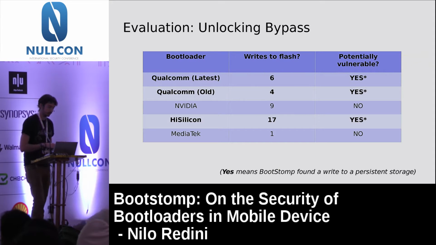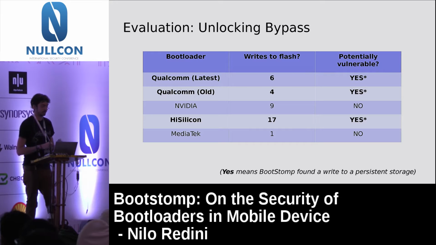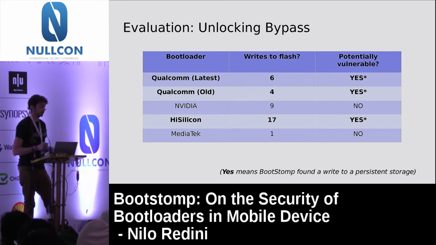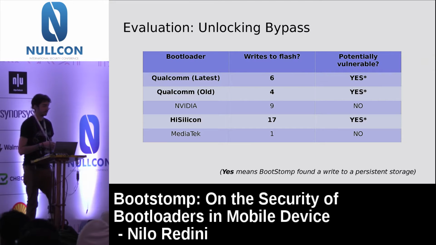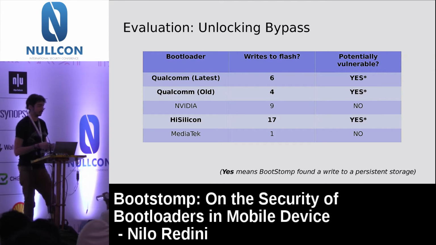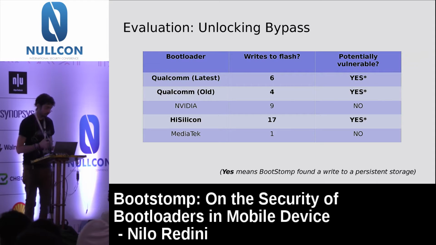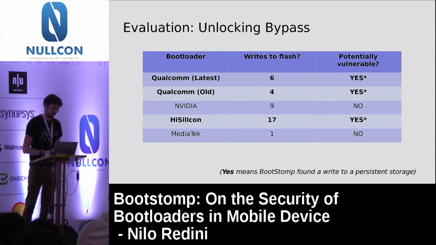We also ran an evaluation to find a locking bypass, and we found that 2 bootloaders, both the newest LK and an old version of LK, and the Huawei bootloader, actually write the device security state on persistent storage. This doesn't mean that these bootloaders are vulnerable. It just means that the device security state is written on persistent storage. We actually checked, and we found Qualcomm LK not to be vulnerable, but the Huawei bootloader to be. We'll see the case later.